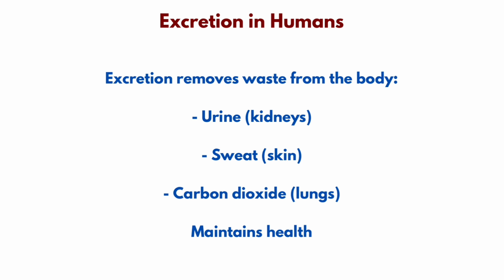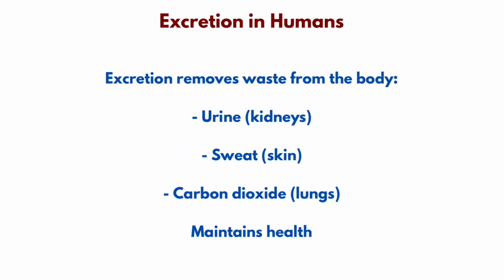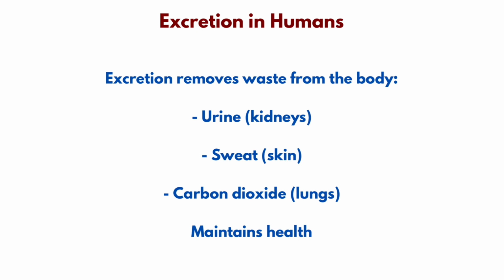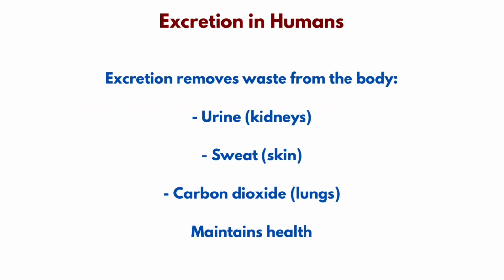Okay, let's talk about excretion, or the removal of human waste. Excretion is how the body removes waste that we don't need. Our body makes waste when it works, and the waste can be harmful if it stays inside. The main wastes are carbon dioxide, urea, sweat, and extra water. Carbon dioxide leaves when we breathe out. Urea leaves the body in urine made by the kidneys. Sweat comes out through the skin. Excretion keeps our body clean, healthy, and working properly.